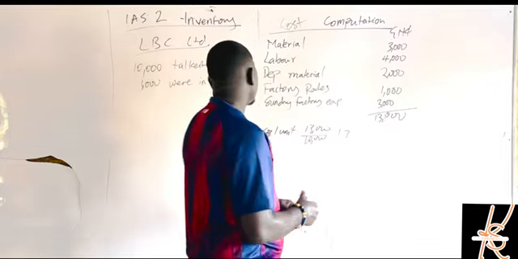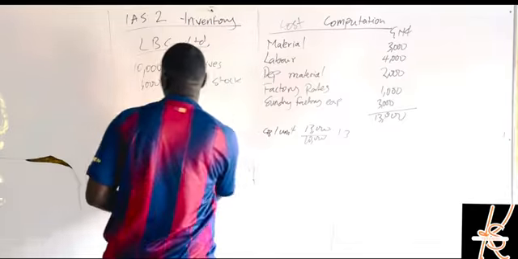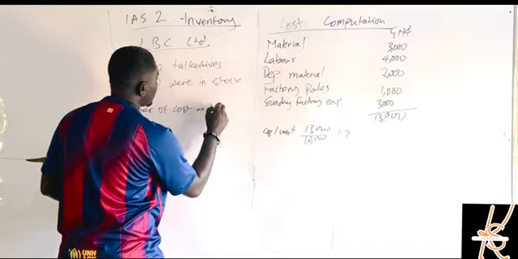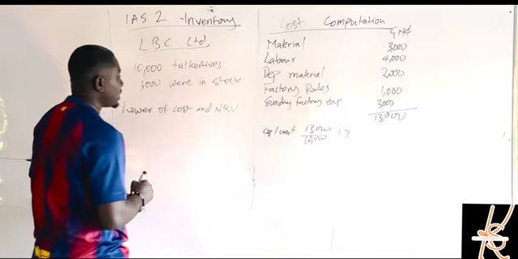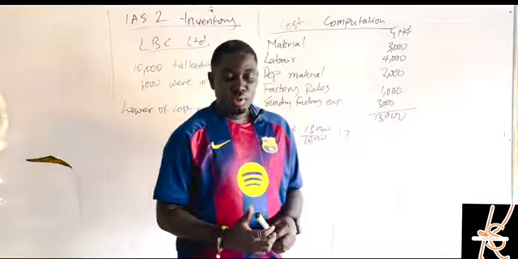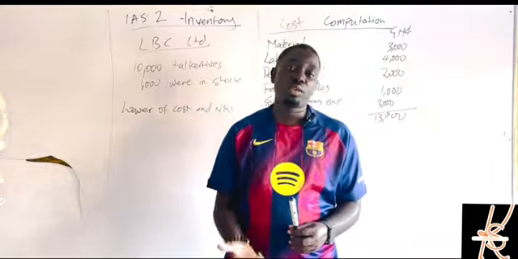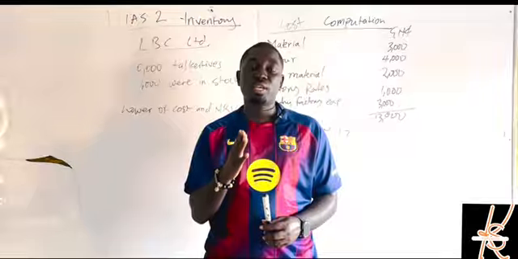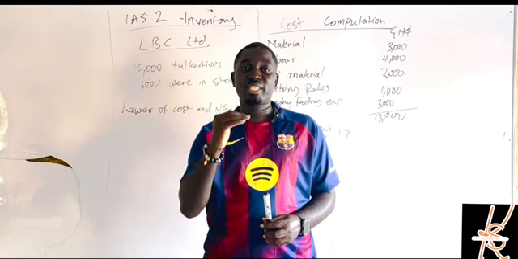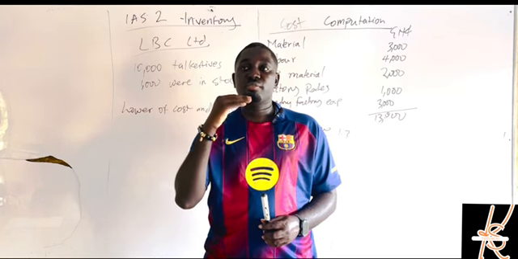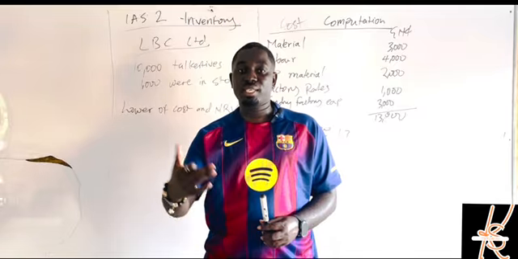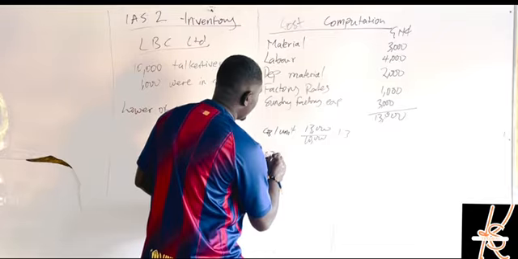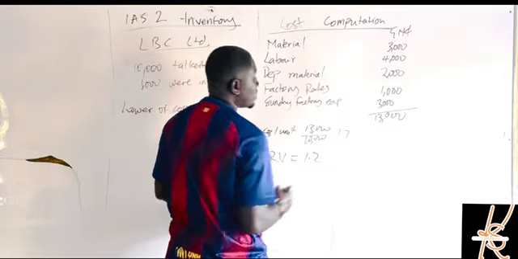So to value inventory, we take the lower of cost and net realizable value. The question gave us a selling price and a net realizable value. The selling price was 4, but we use the net realizable value because it has the element of cost of selling, such as discounts, everything factored in. So we use the net realizable value, which is 1.2, as given in the question.